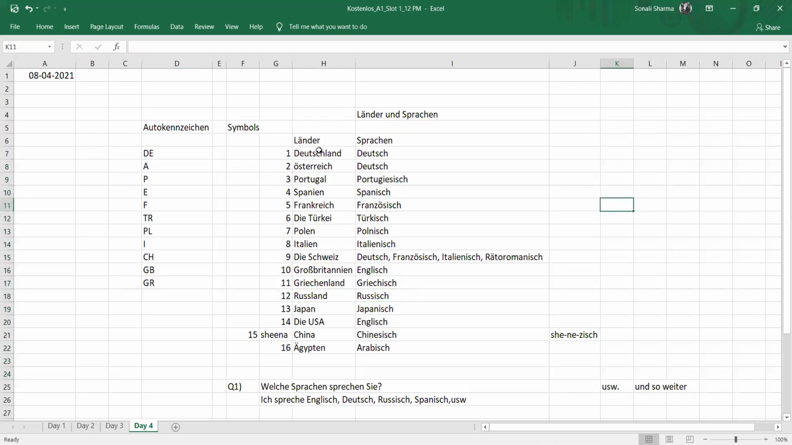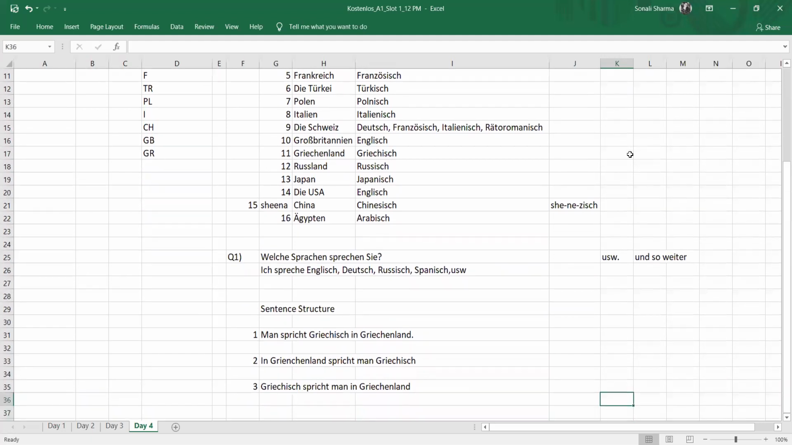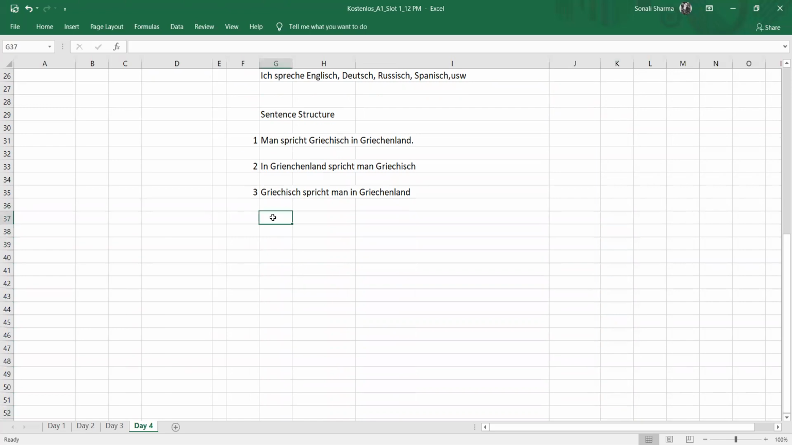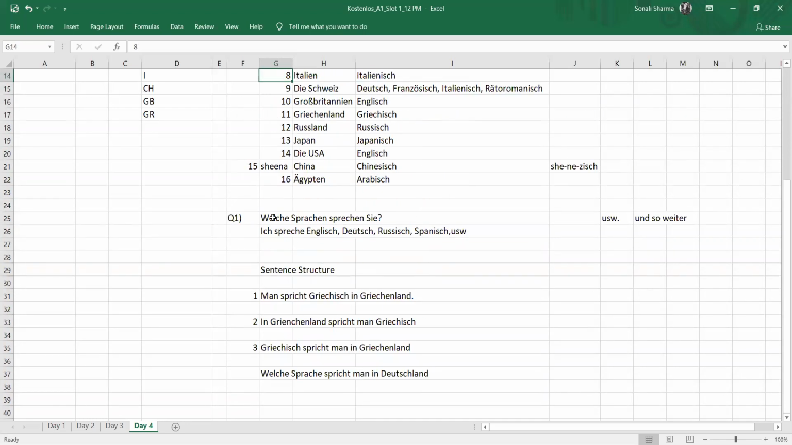For Germany, the word is Deutschland. If I say Italy, the name of the country is Italien. If I say Japan, it is Japan. We can make a question like, welche Sprache spricht man in Deutschland? That means which language one speaks in Germany. We can answer with man spricht Deutsch in Deutschland, or in Deutschland spricht man Deutsch, or Deutsch spricht man in Deutschland. These are the three ways of answering this question.